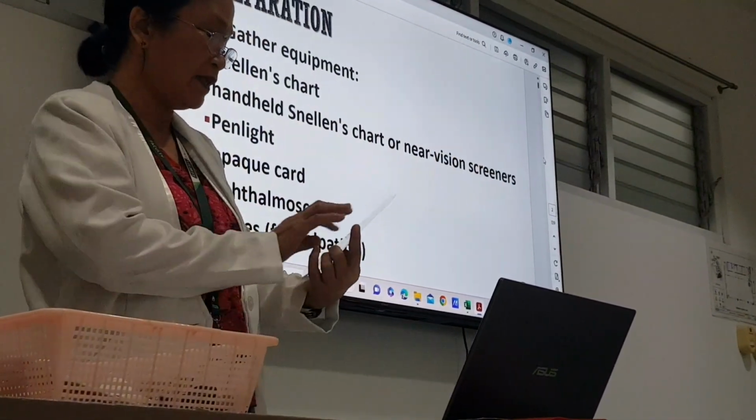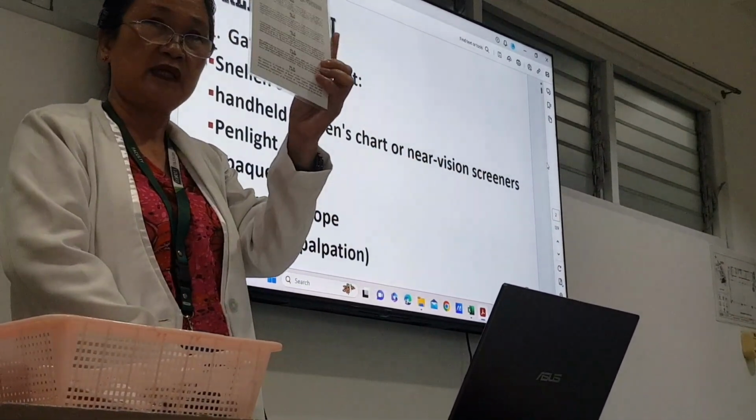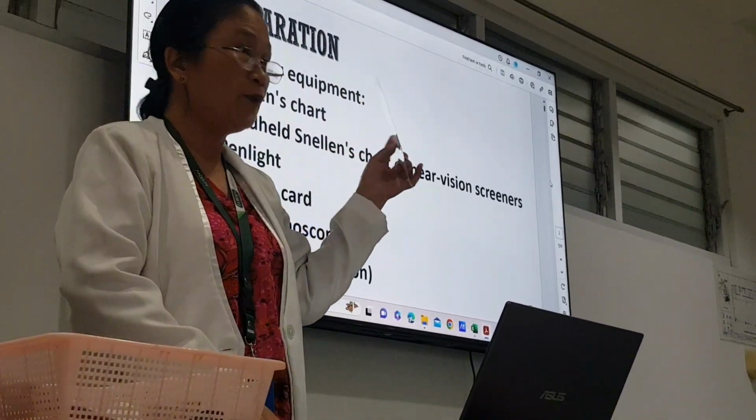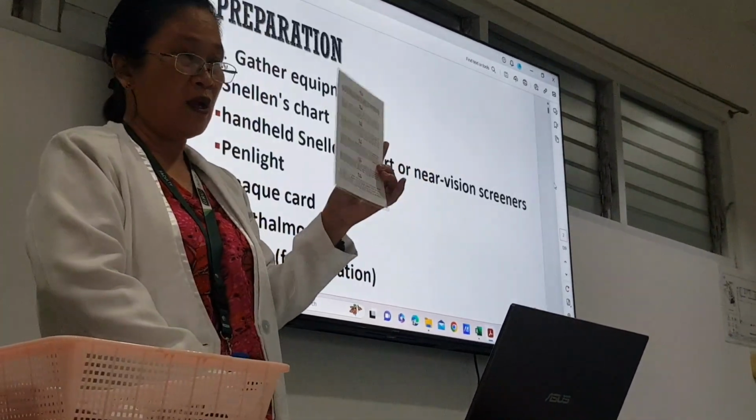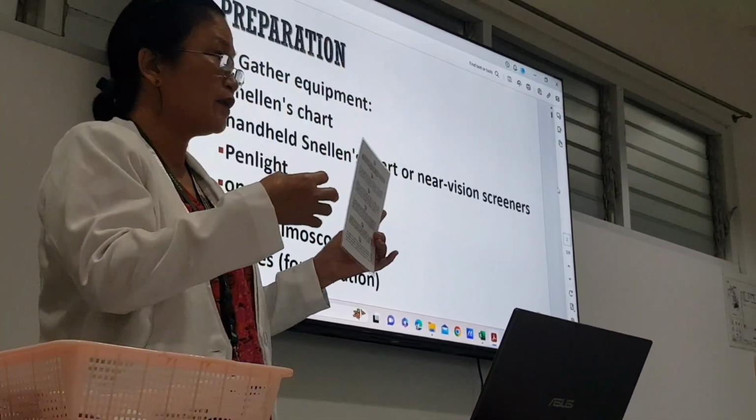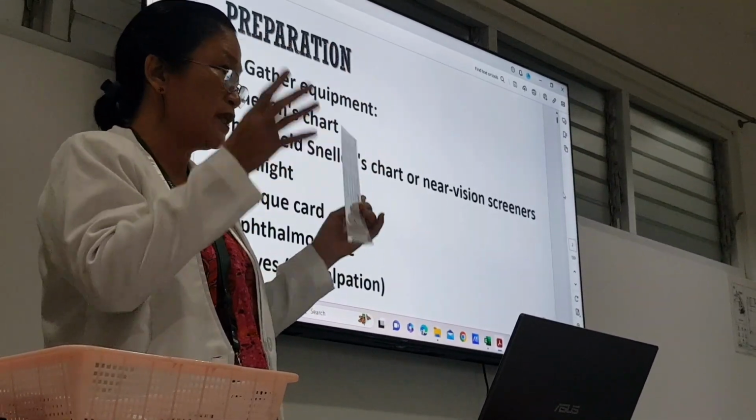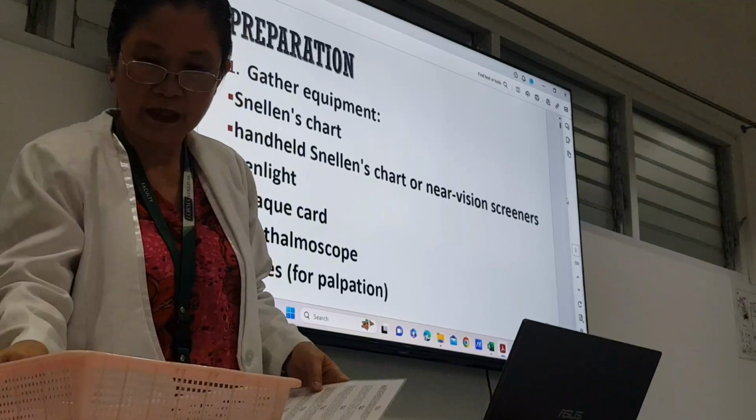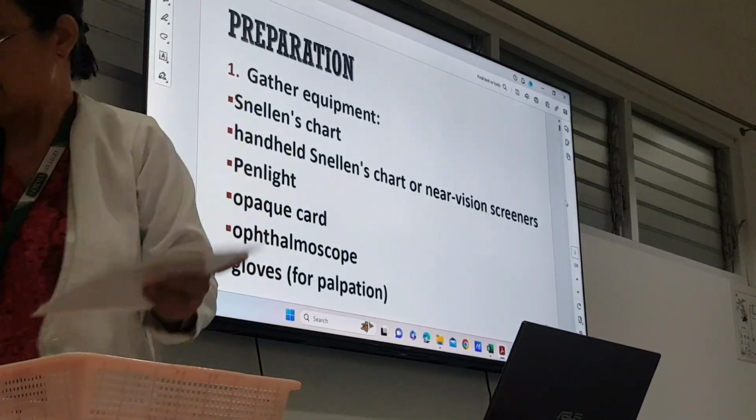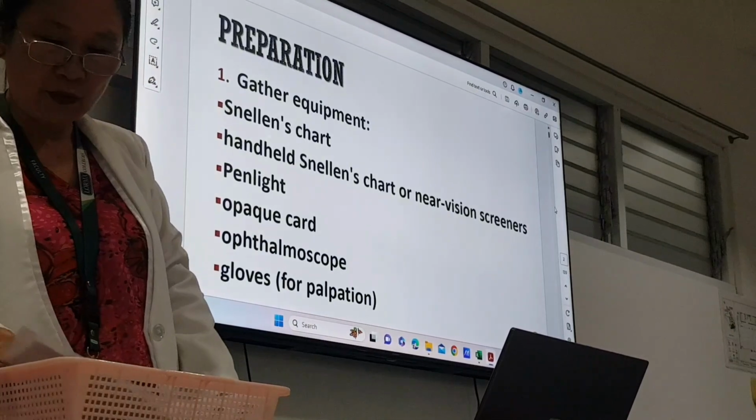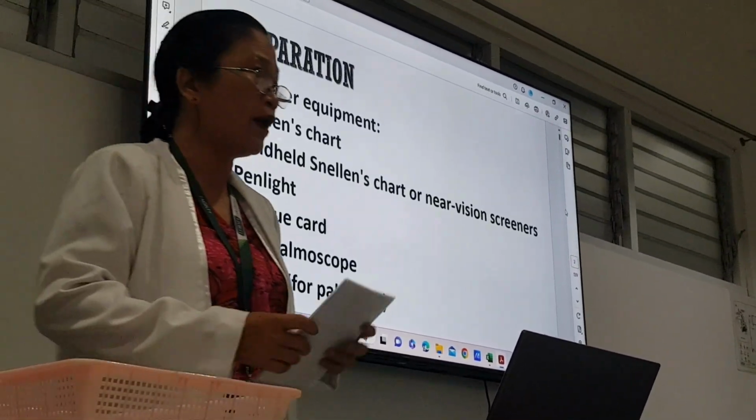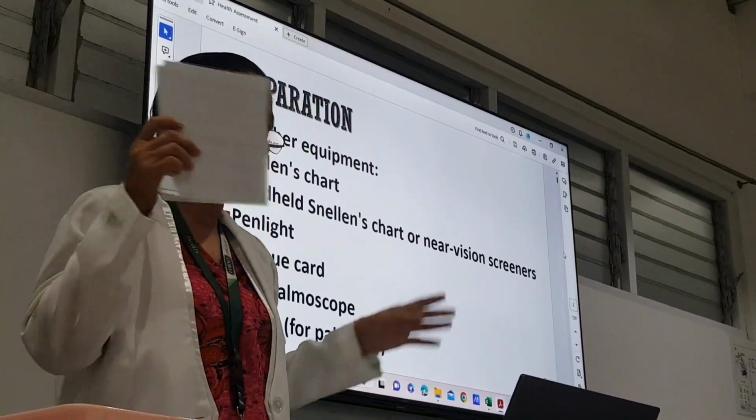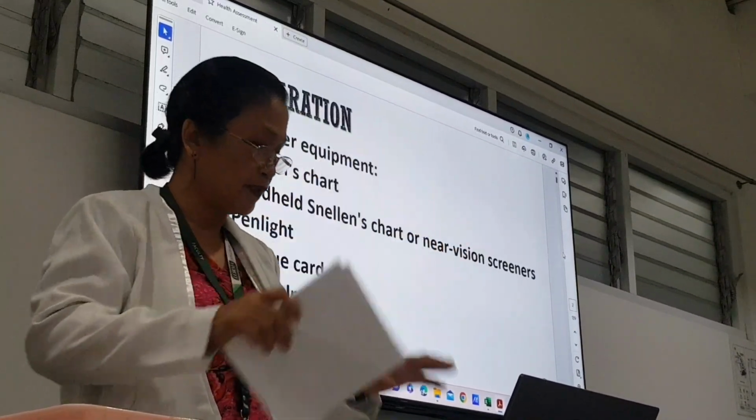There are numbers here, yung mga meters ng ating eyes, so that your ophthalmologist knows how thin or thick your eyeglasses will be. Okay? And then we have our pen light. Use an opaque card, kahit made of cardboard, yung maliit lang. We use that to cover our eyes when we are going to do our return demonstration.